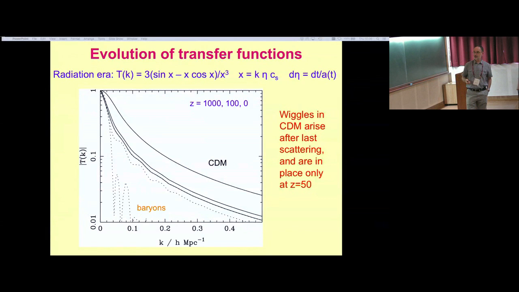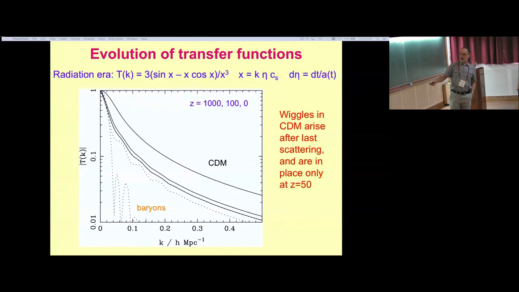Now, Dimitri, I don't think, gave this relation, but in the radiation era, where the speed of sound is just c on root 3, you can derive analytically the transfer function for the photon baryon component, and here's the expression. It's basically something resembling a sinc function, and it's just a function of k scaled by the speed of sound times eta, the conformal time. And so here it is.